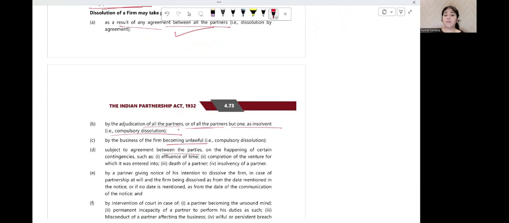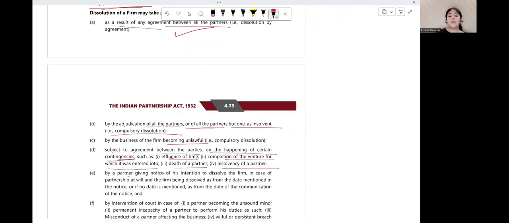Subject to agreement between partners on the happening of certain contingencies. You had an agreement: efflux of time, completion of tenure, death of a partner, or insolvency of a partner. In the agreement, you had written that after 10 years of this business we will close this, or after we have done this project we will close this partnership firm. Or if one partner dies, we will close the firm. If one partner becomes insolvent, we will close the firm. So in these cases also, your dissolution will happen.